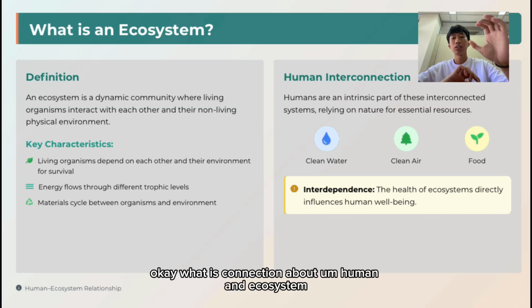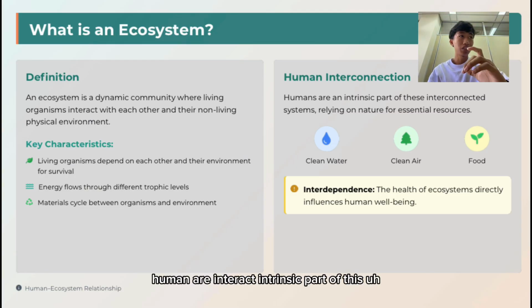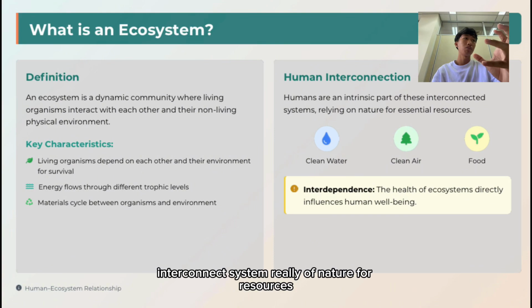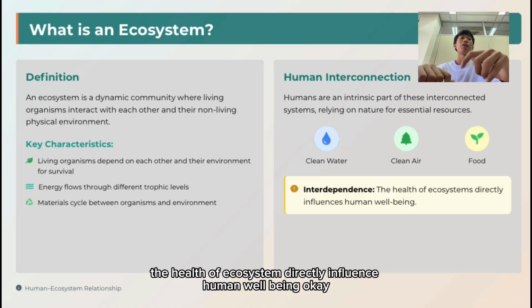What is the connection between humans and ecosystems? Humans are an intrinsic part of this interconnected system, relying on nature for resources, for example clean water, clean air, or food. Interdependence: the health of the ecosystem directly influences human well-being.